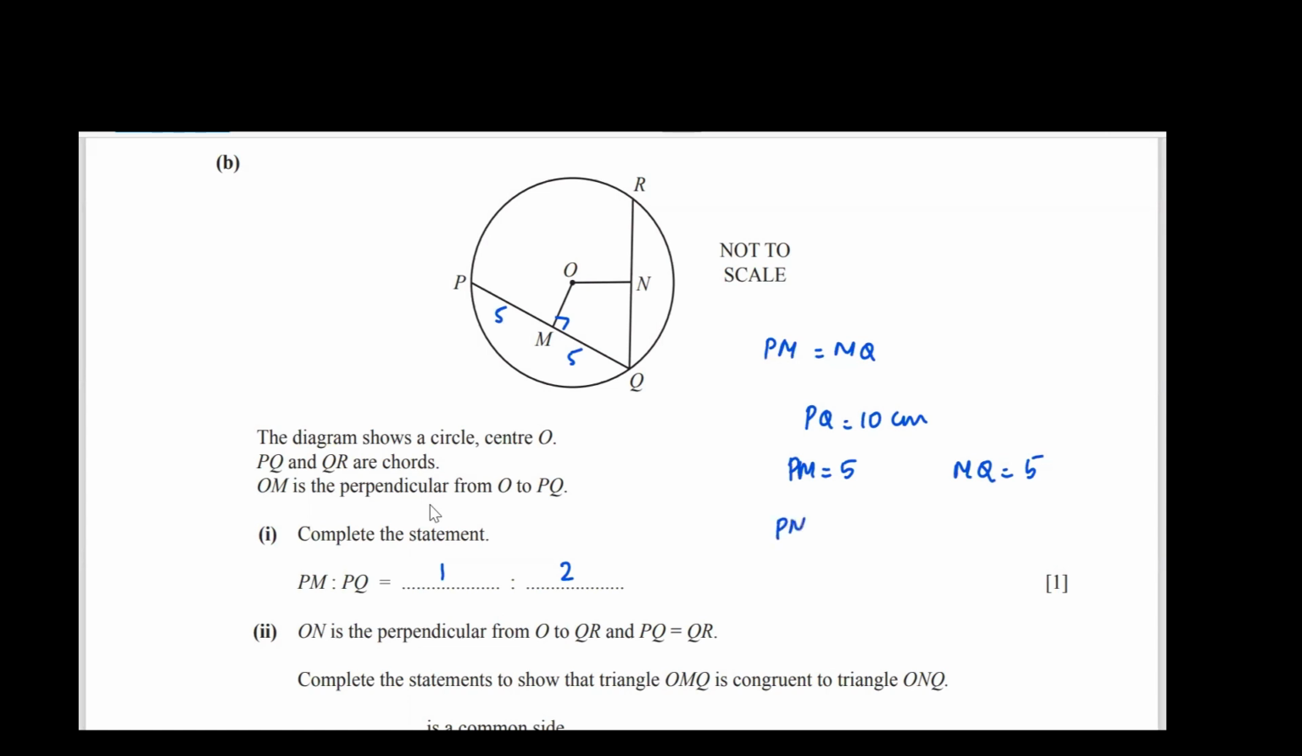What we need here is PM is to PQ. So PM in this case is 5 and PQ means 5 plus 5, that is 10. When we simplify, both of them are in the 5 times table. 5 times 1 is 5 and 5 times 2 is 10. So that is how we get PM is to PQ as 1:2. You don't have to show all of these workings. You just have to directly show the answer only, 1:2, because it is a 1-mark question.